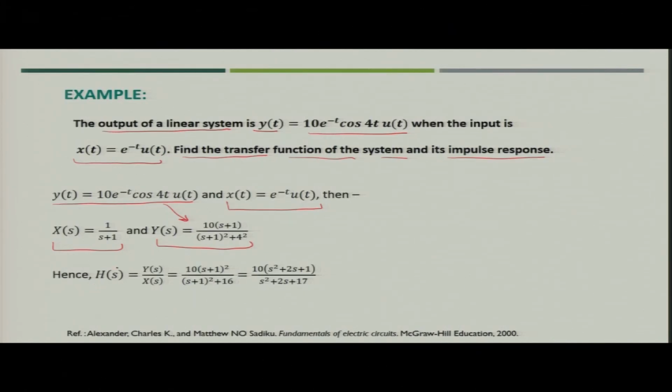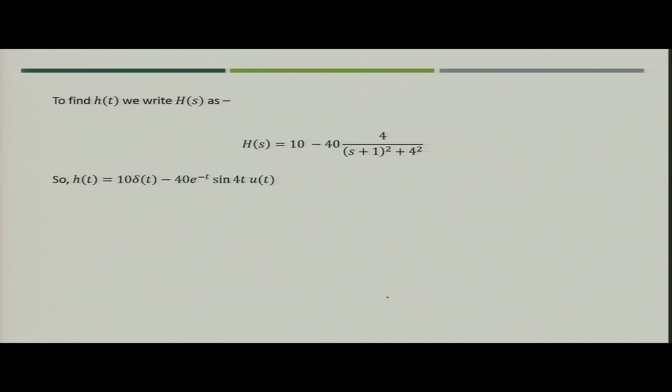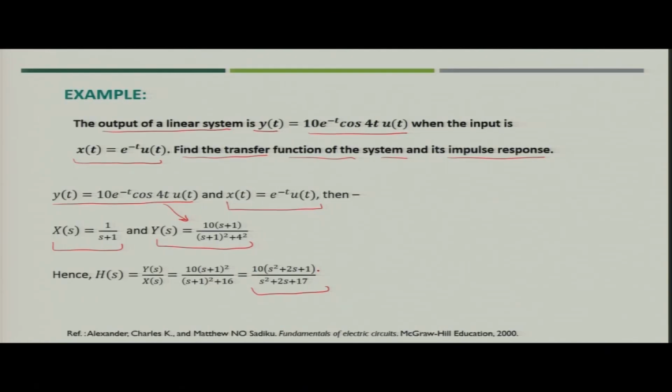Now, since H(s) is equal to Y(s) upon X(s), you will put Y(s) in the numerator and X(s) in the denominator, and when you simplify, you will get the value 10 into (s square plus 2s plus 1) upon (s square plus 2s plus 17).